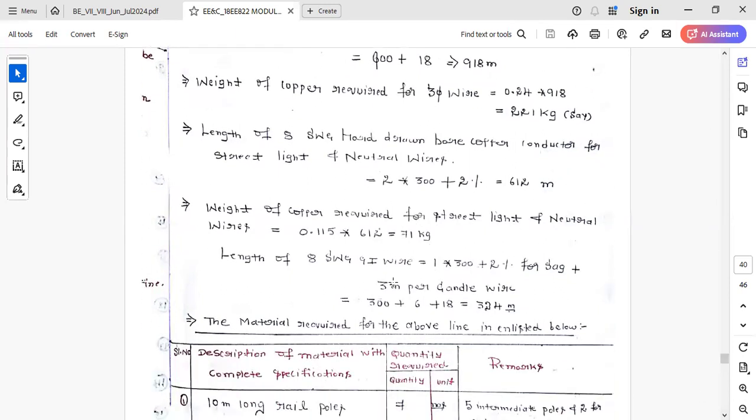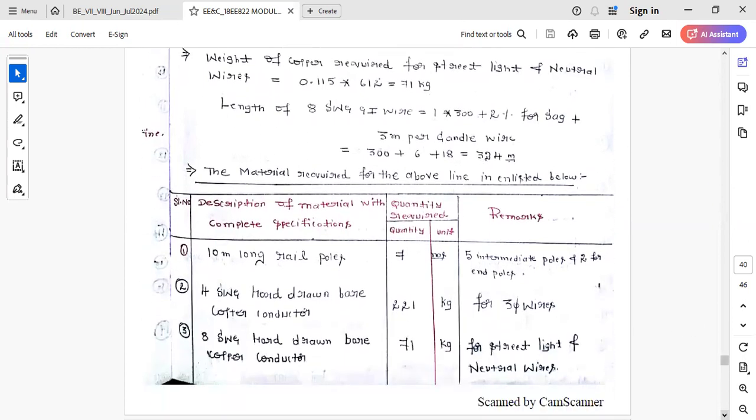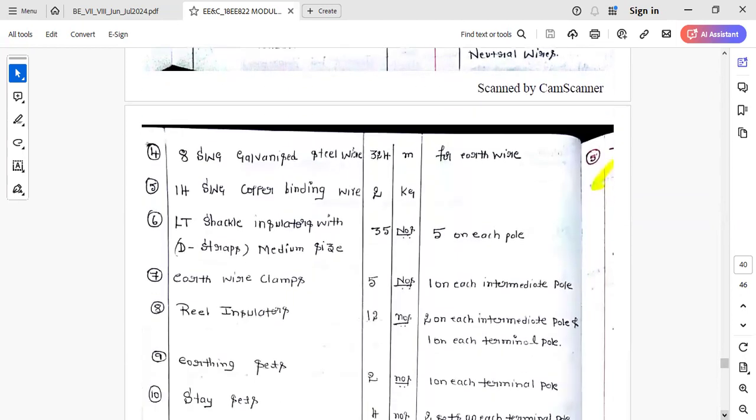Length of the 8 SWG earth wire: 1 into 300 plus 2% sag, we are going to get total 300 length plus 6 wires, 6 will be needed, plus 18. Total 324 will be needed. Okay. The material, how to make a material? Very simple. This is how we need to list the material one by one.